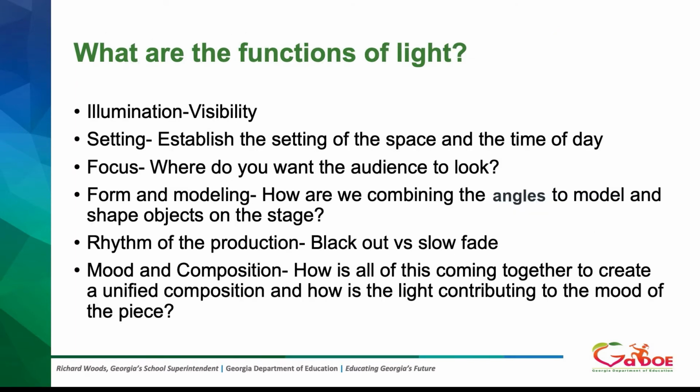What are the functions of light? Illumination, which is visibility. The setting, establishing the setting and space or time of day. The focus, where do you want the audience to look? Form and modeling. How are we combining the angles to model the shape of objects on the stage? Rhythm of the production. Does this include a blackout or a slow fade? How do you want scenes to begin or transition? Mood and composition. How is all of this coming together to create a unified composition, and how is the light contributing to the mood of the piece?